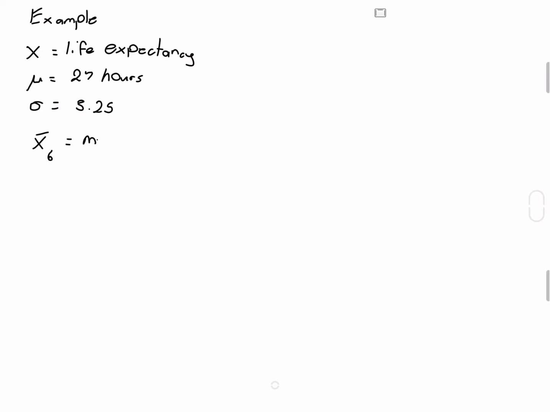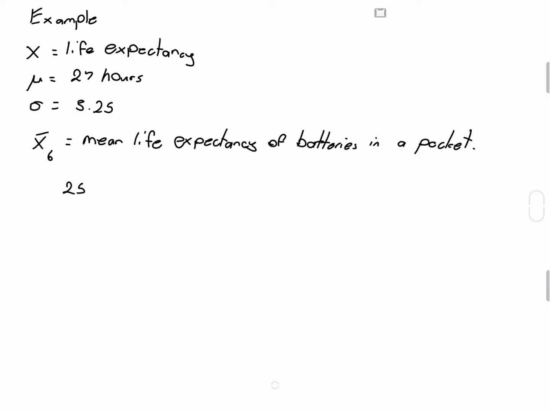Now, if the batteries in the packet were tested and the number of hours they lasted were as follows: 25.3, 21.6, 27.75, 22.25, 35.5, and 28.5. So we've got 6 batteries there. That's how long each of them lasted.